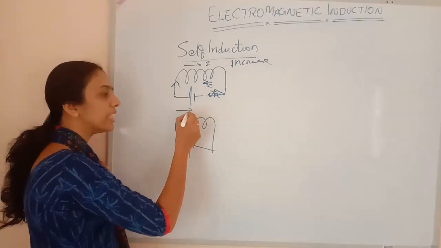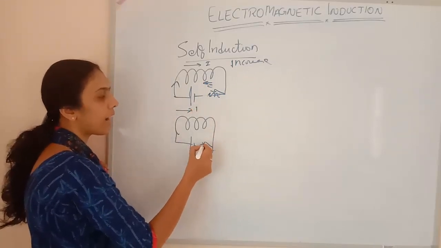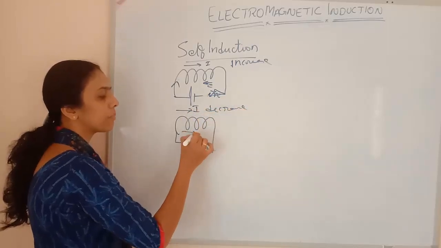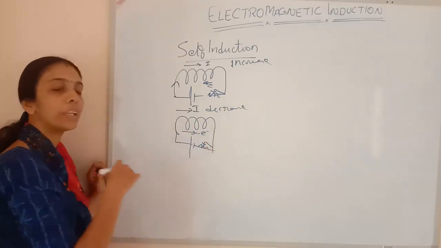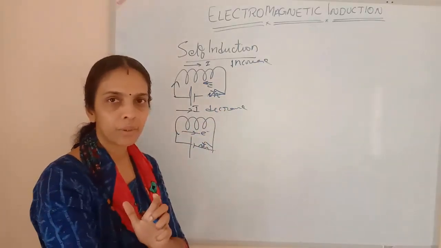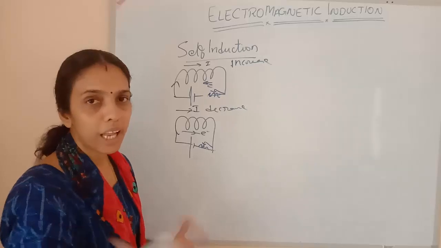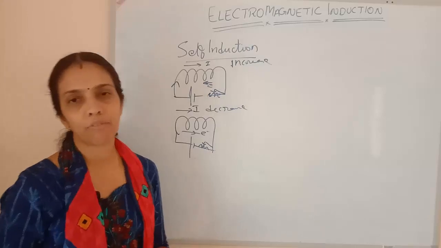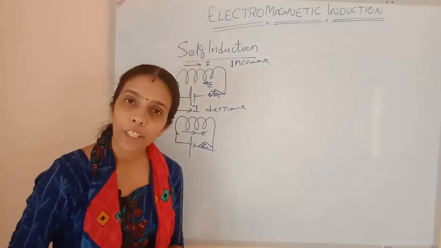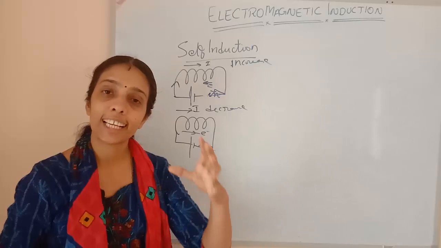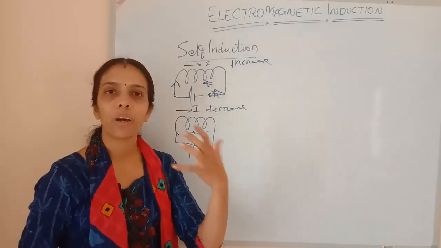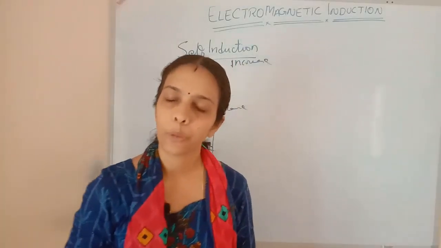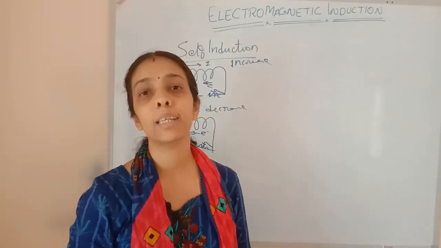If I am trying to decrease the current, what will happen? This EMF will be produced in this direction to oppose the decrease. So this is what is happening in the case of self-induction. It is the property of the coil by virtue of which it opposes the change in strength of current by inducing an EMF in it.